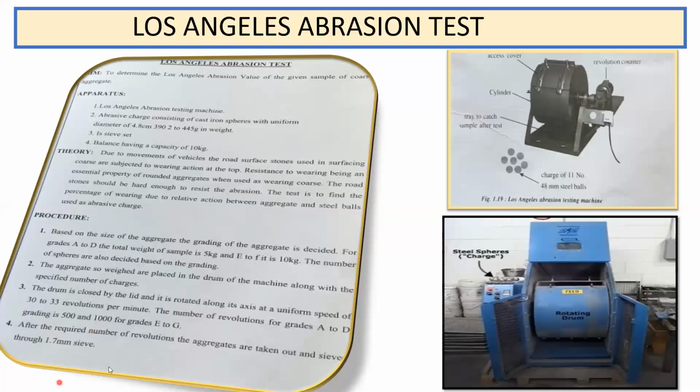After the required number of revolutions are done, the aggregates are taken out, and this time the sieving is done with the help of a 1.7 mm sieve. In the previous case, we were making use of a 2.36 mm sieve, but in the Los Angeles abrasion test, we make use of a 1.7 mm sieve size.